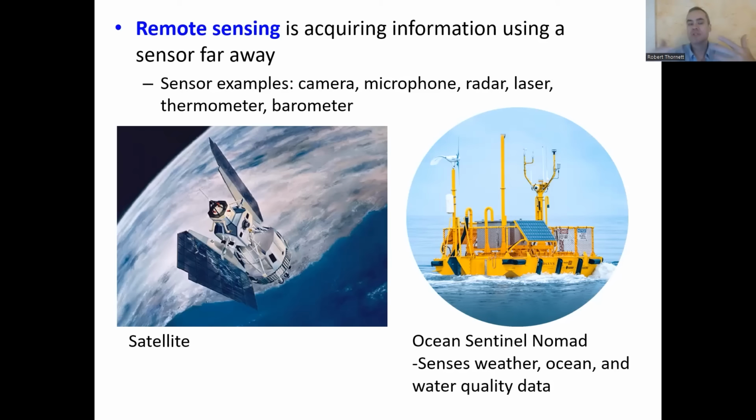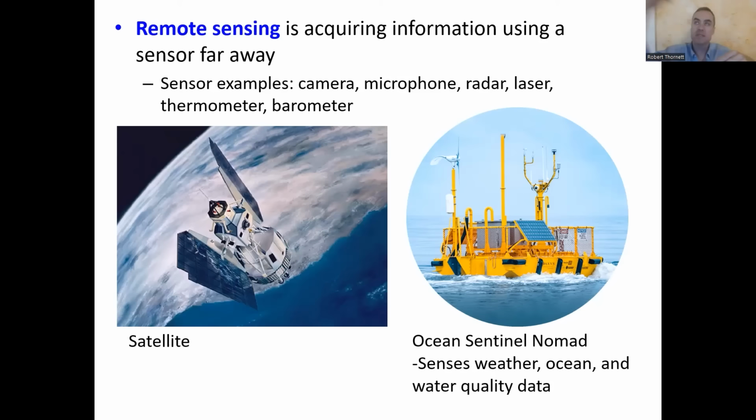And finally, along with geographic information systems, there's another field which goes together with it called remote sensing, which is literally exactly like it sounds. It's getting information, sensing from a remote location, from far away. So anytime you're acquiring information using a sensor from far away, you're doing remote sensing. People usually think immediately of satellites, which is one of the typical types of remote sensing.